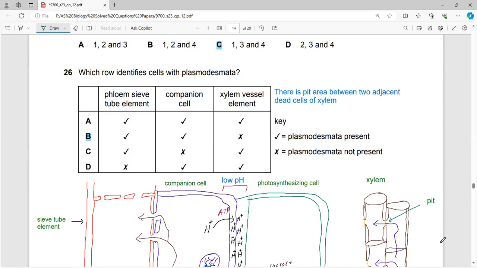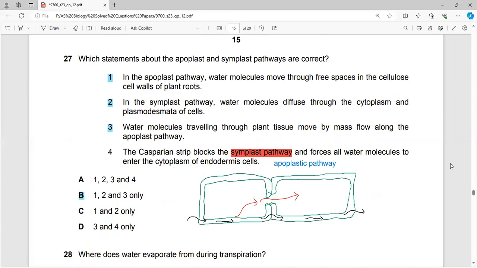What about on the right side? You can see here the xylem. So xylems are dead cells. And in these dead cells, there's a thin cell wall present between two adjacent cells, and they're making what? Pit area. This is not cytoplasmic because there's no cytoplasm in the xylem, because these are dead cells. So that's why this will be a wrong option here. So B is our correct option. The phloem sieve tube element has that. The companion cell has that. And the xylem vessel elements do not have plasmodesmata. So we're going to proceed to the next question.